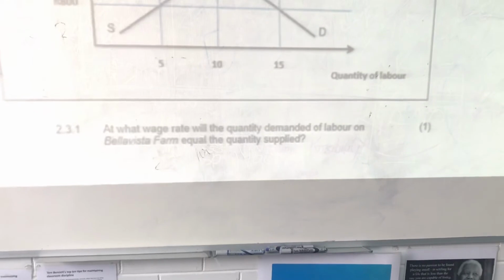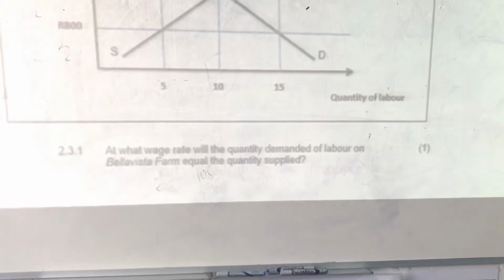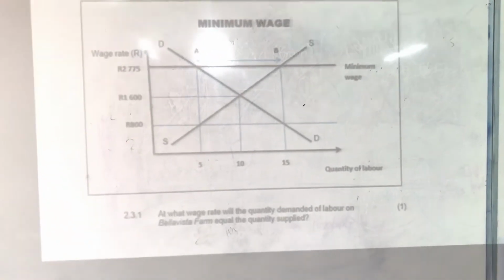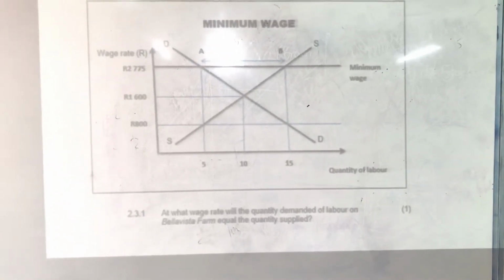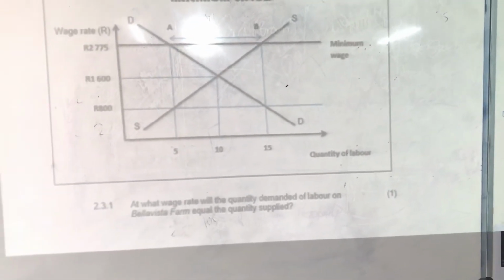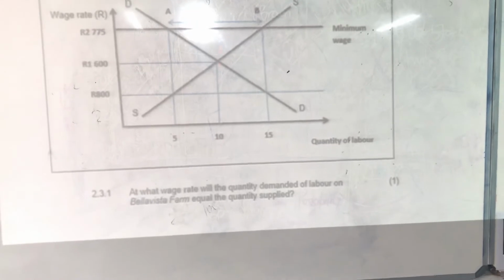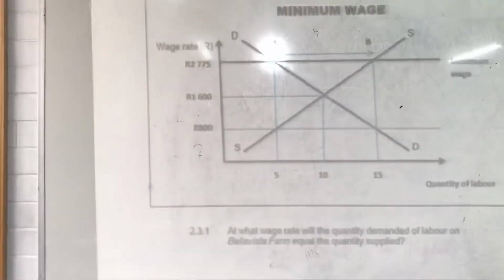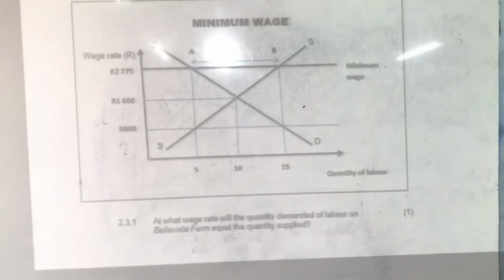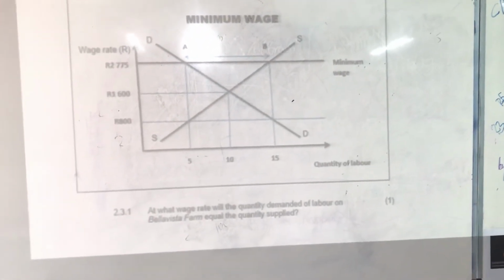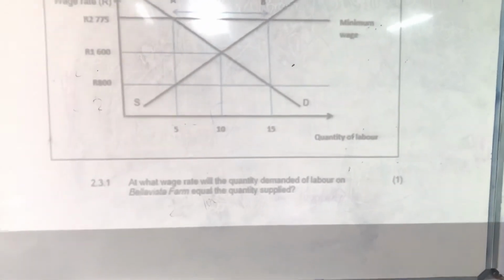At what wage rates will the quantity demanded of labor on Bella Vista farm equal the quantity supplied? So very simple. We want to find where equilibrium is, and equilibrium is determined by the intersection of demand and supply. So we can see demand and supply interact at that point there at the 10 units and at a wage rate of 1,600 Rand. So at equilibrium, if left to its own devices, the markets will supply 10 units of labor at 1,600 Rand. Easy question, 1 mark.